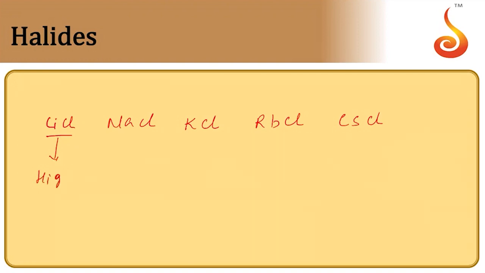Therefore, LiCl is going to have higher lattice enthalpy, higher lattice energy. So CsCl is going to have lesser lattice energy than that. Then comes regarding melting points. When the compound has higher lattice enthalpy, the melting point must also be higher.